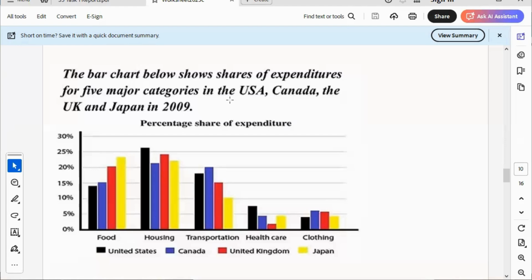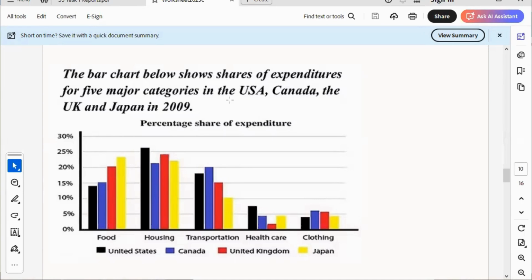Another person said Canada had the highest expenditure on transportation, while Japan had the lowest. Very good. There's practically nothing to correct here. Canada had the highest expenditure. Okay, highest. Let me add something here. Highest share of expenditure. It should be share. The word share should be there. Canada had the highest share of expenditure on transportation, while Japan had the lowest.